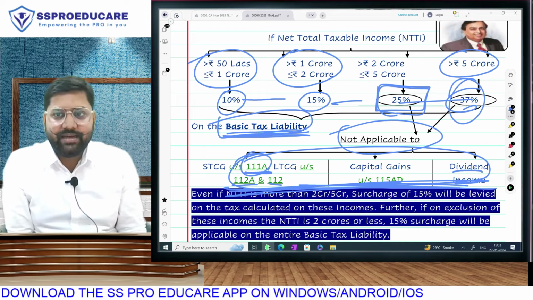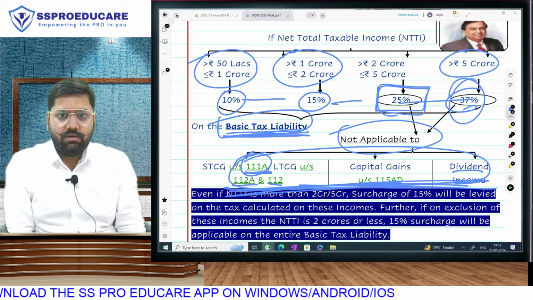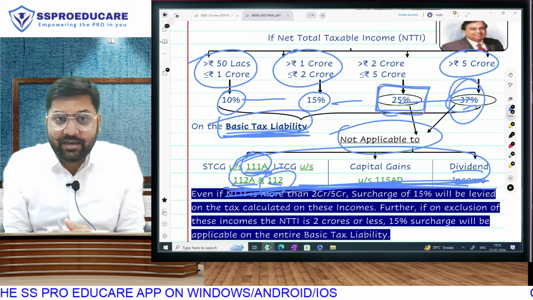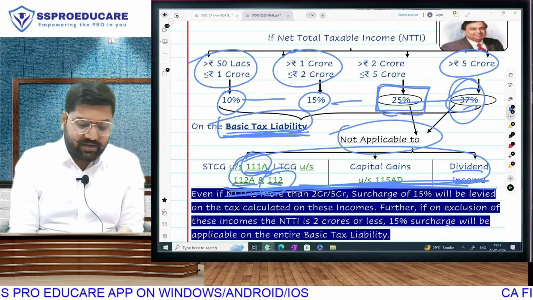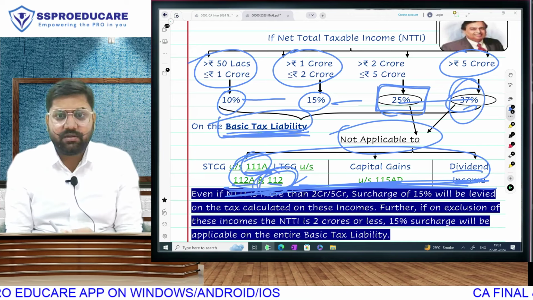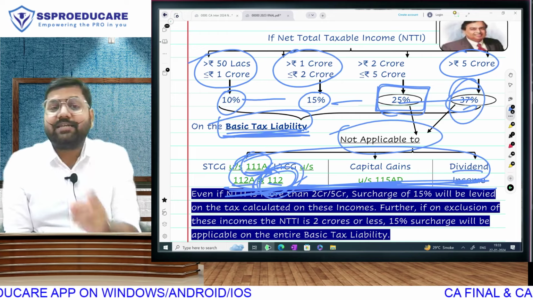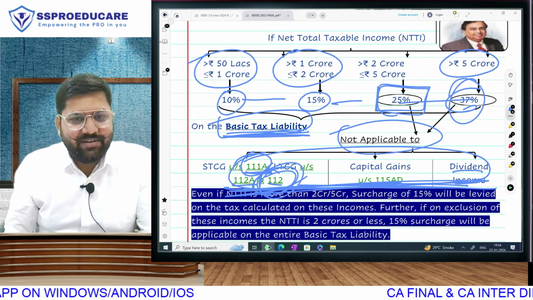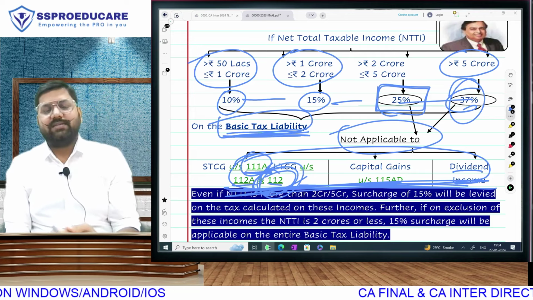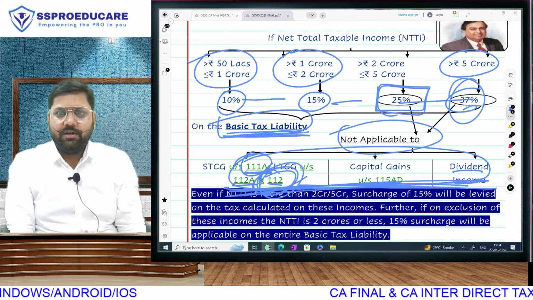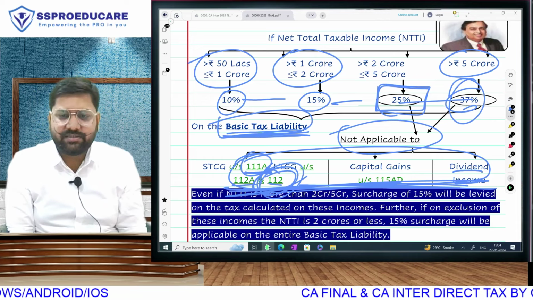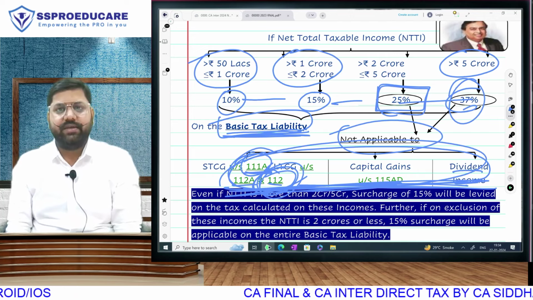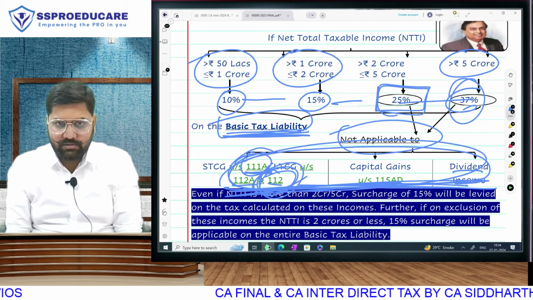Supposing my salary is 6 crore and my long-term capital gain is 1 crore. So on 6 crore I will calculate tax as per slabs. On this 1 crore LTCG I will calculate 20%. On this 20% tax I will not apply 25%. I will apply only 15%. On that other tax I can apply 37%. 25% and 37% will not be applicable on the tax that you calculate on these special incomes.